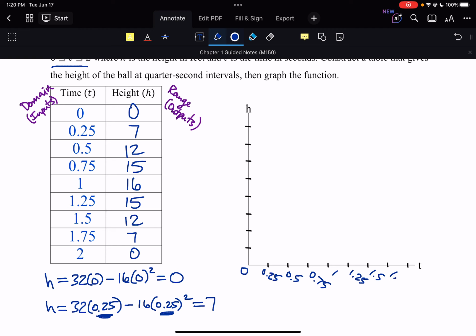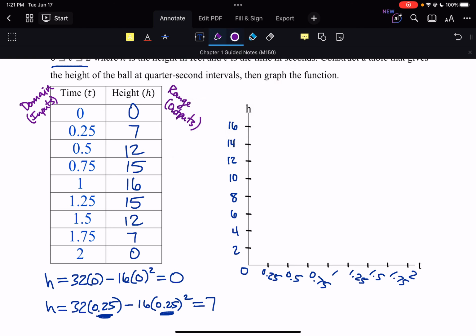0.25, 1.5, 1.75, and 2. So these are all our t values, our times in seconds. And then for the heights, I'm going to count up by 2s here, since these numbers go as high as 16. Just save a little space.